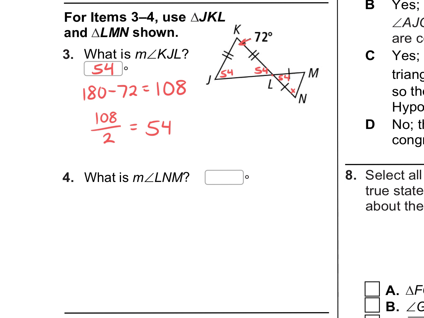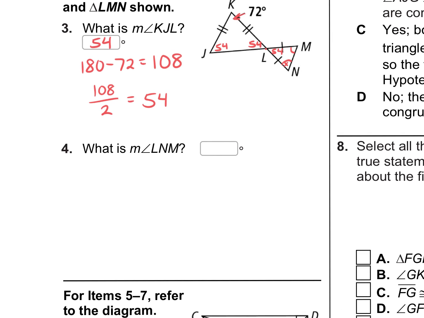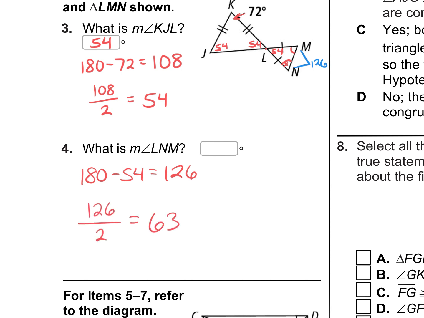The two angles are going to be the same. These two angles are going to be the same. What's the reasoning? Two sides are the same. Yep, because it's an isosceles triangle. Good. So, how do we find the missing angle? 180 minus 54 to get 126. Now 126 is both of these angles put together. So how do I find one of them? Yep, 126 divided by 2 is 63.